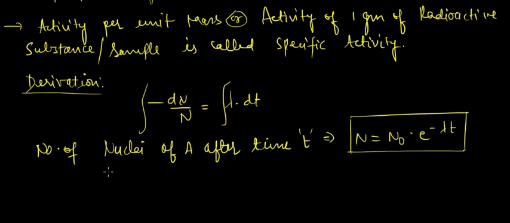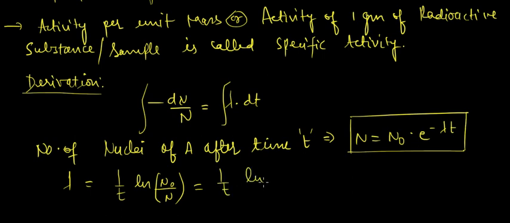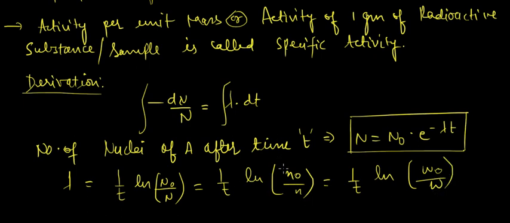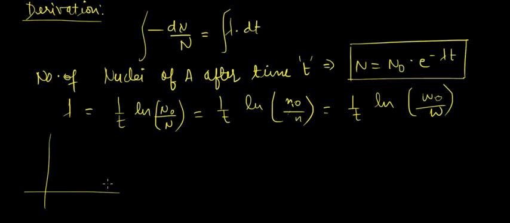Okay, so here lambda can be written as 1 upon t ln N naught upon N, which is the initial moles divided by the number of moles of A at time t, which can also be written as 1 upon t ln W naught upon W. Okay, so the graph would look something like this: on the y-axis we have the number of nuclei of A, and on the x-axis we have time.